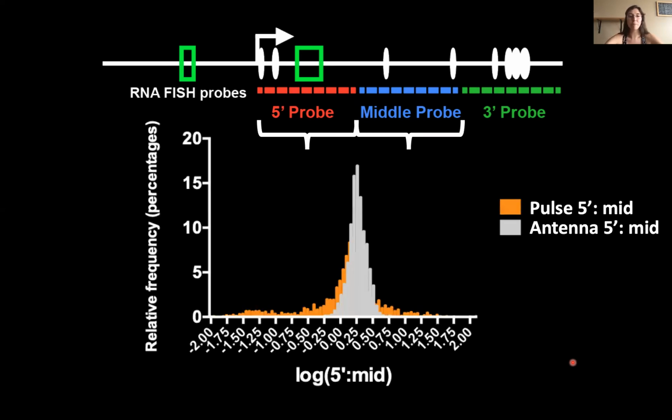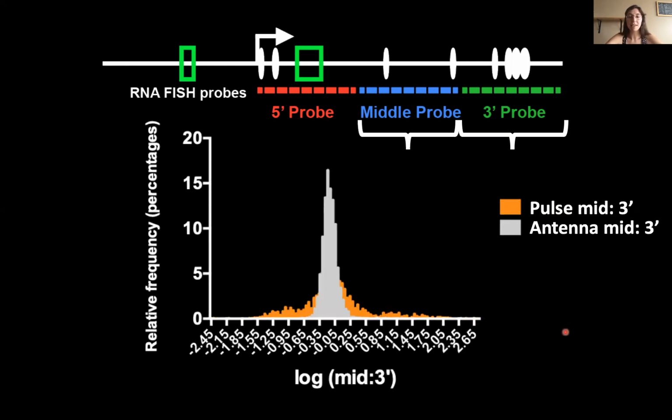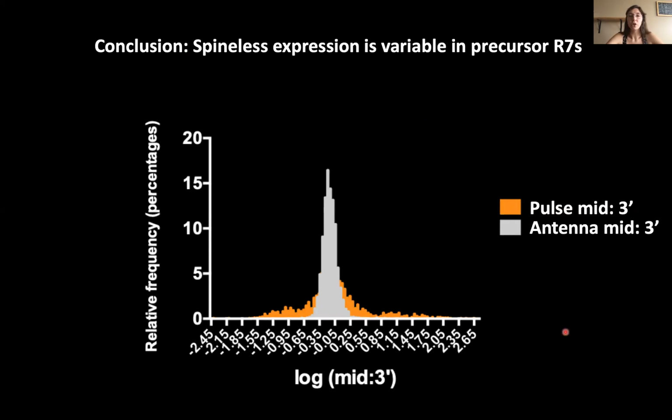And so if we first compare the 5' and middle regions of the transcript, we see a narrow distribution in the antenna with a broad distribution in the pulse, seeing these cells shift to the right and to the left. Similarly, if we compare the 5' and 3' regions, we see this broad distribution in the pulse compared to the antenna. And finally, comparing the middle and 3' regions, we see exactly the same thing. This leads us to conclude that spineless expression is more variable in the pulse than it is in the antenna.